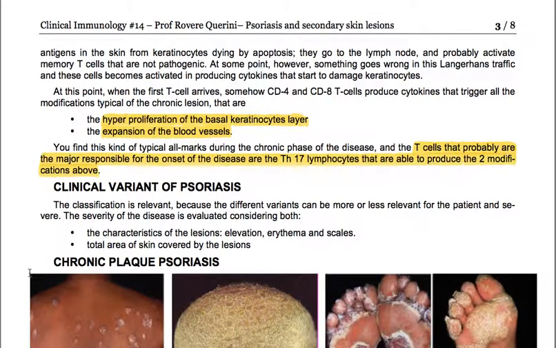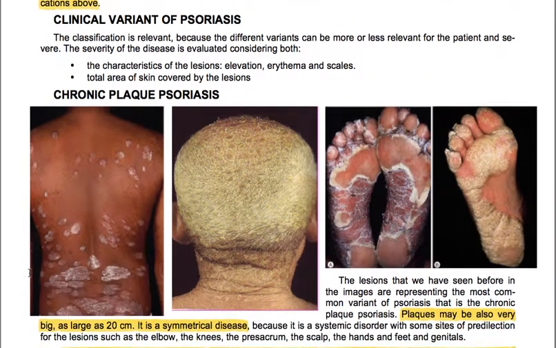Clinical variants of psoriasis. We can have different variants, and the severity of the disease is evaluated considering both the characteristics of the lesions, elevation, erythema, and scales, and the total area of skin covered by the lesions.